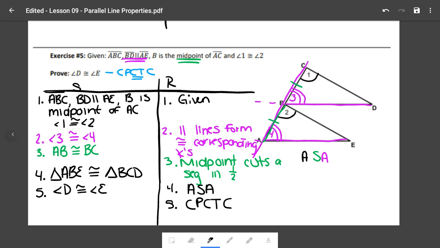So we use parallel here to help us prove. So we always, once we know lines are parallel, we can draw in and try to see if there's any nice place to use an alternate interior angle or a corresponding angle. In the future, we're also going to use those angles to prove that lines are parallel.